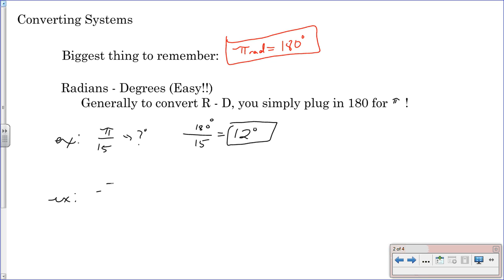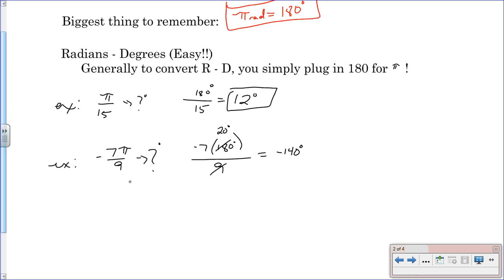Let's say negative 7 pi over 9. What is that in degrees? Same thing. Plug in 180. Negative 7 times 180 over 9. Let's do some canceling. 9 goes into 180 about 20 times. So negative 7 times 20 is negative 140 degrees. Remember, that should be degrees. All right, that's simple.